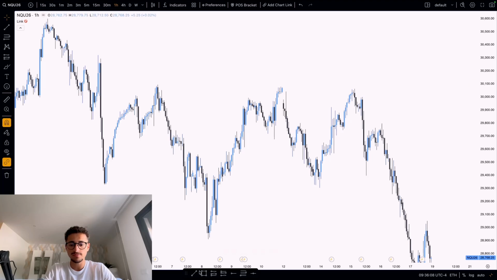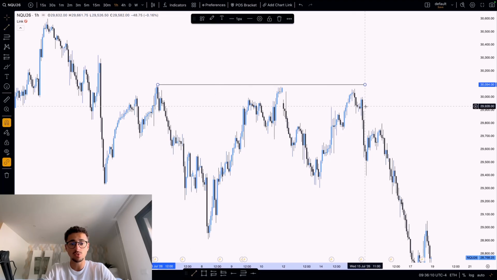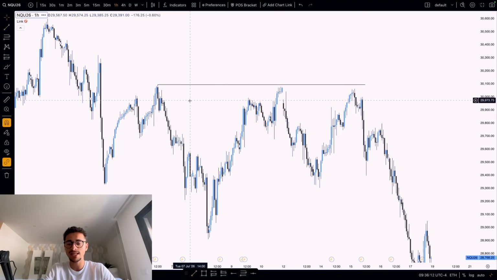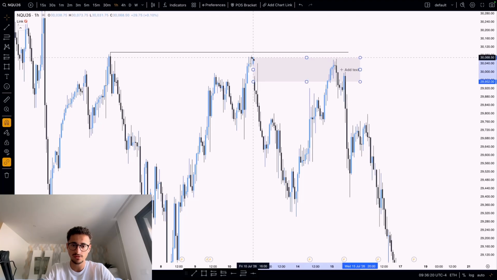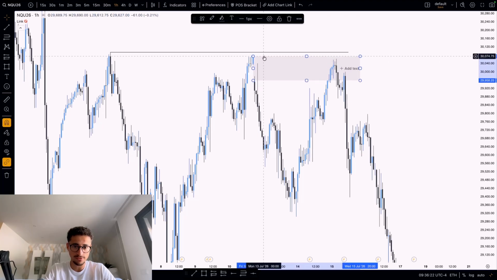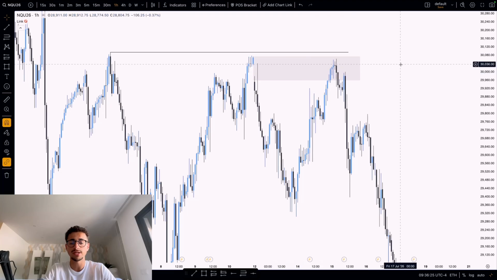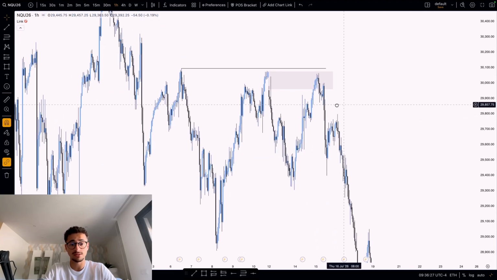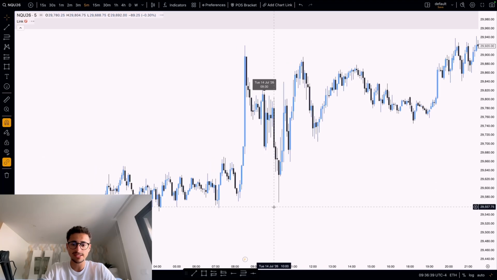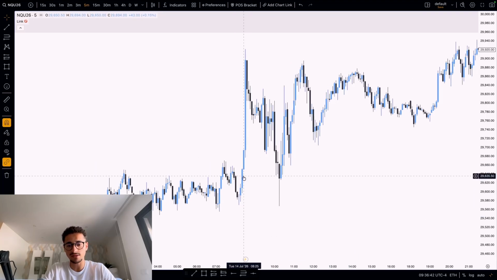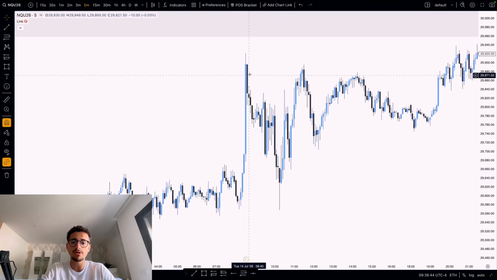On Tuesday, my bias was kind of conflicted because we had these relatively equal highs. We had the new week opening gap also to be filled, because here it still wasn't filled. We left this small area still to be filled that still hasn't been tapped. And on Tuesday we had CPI.